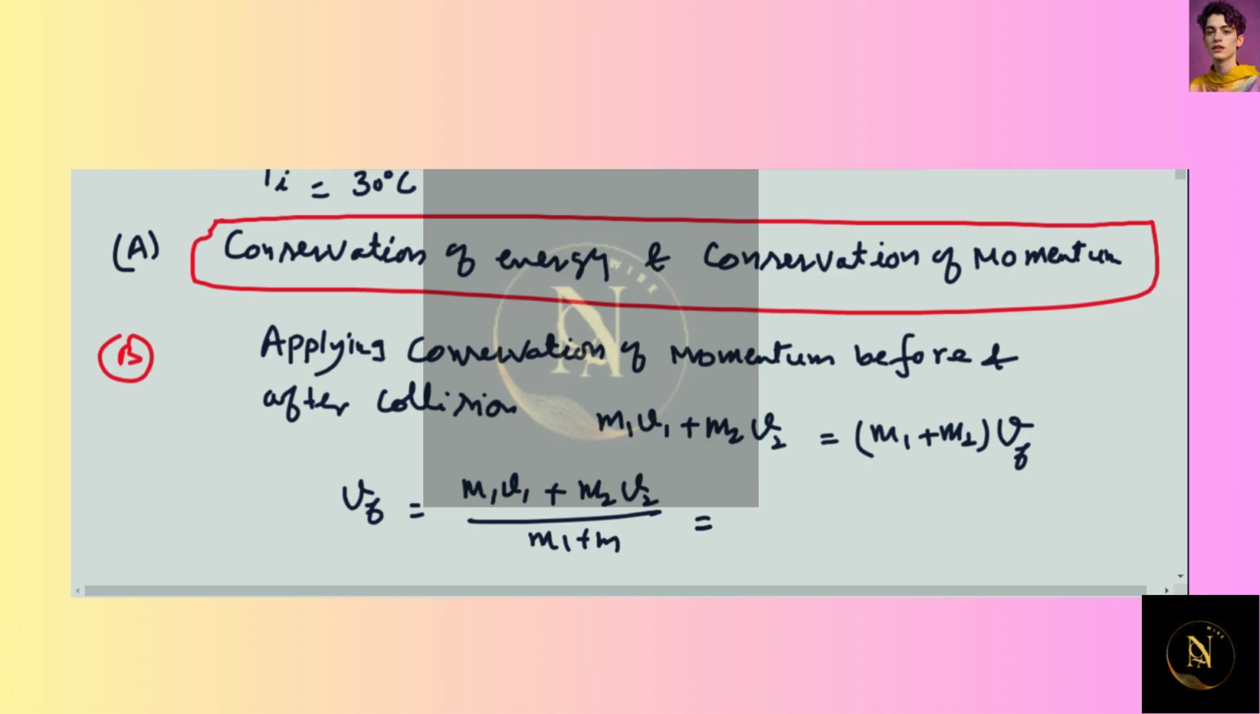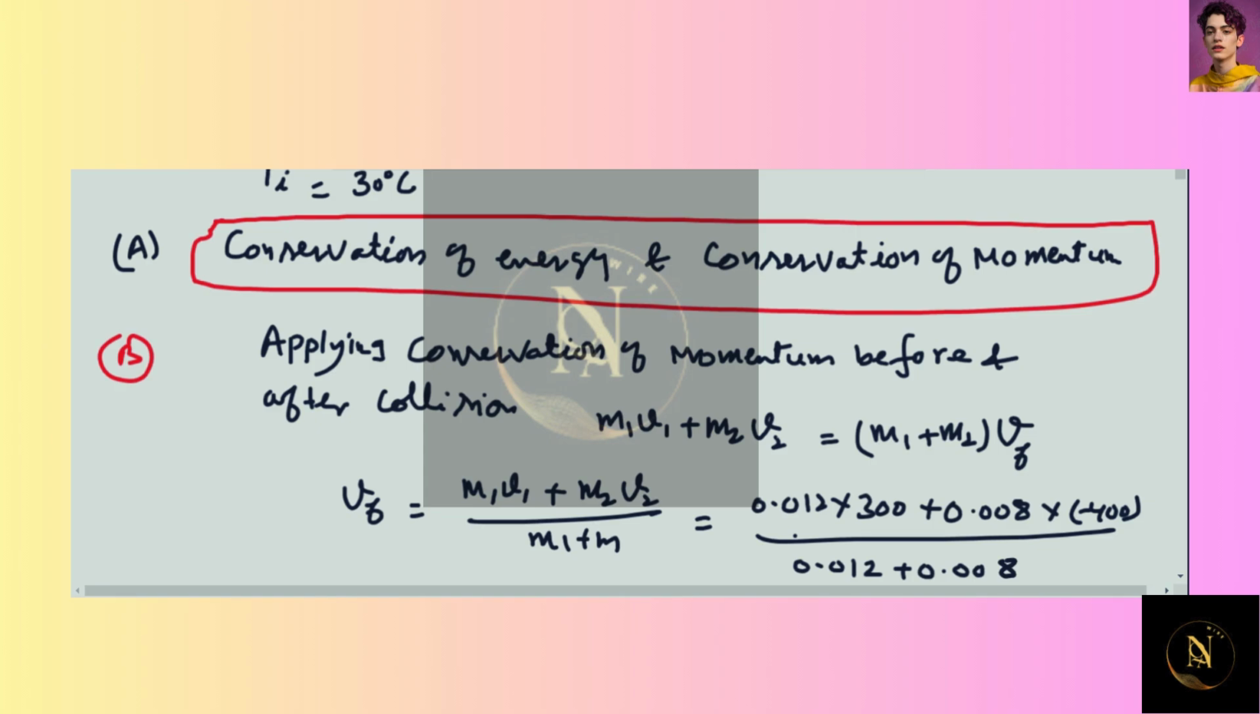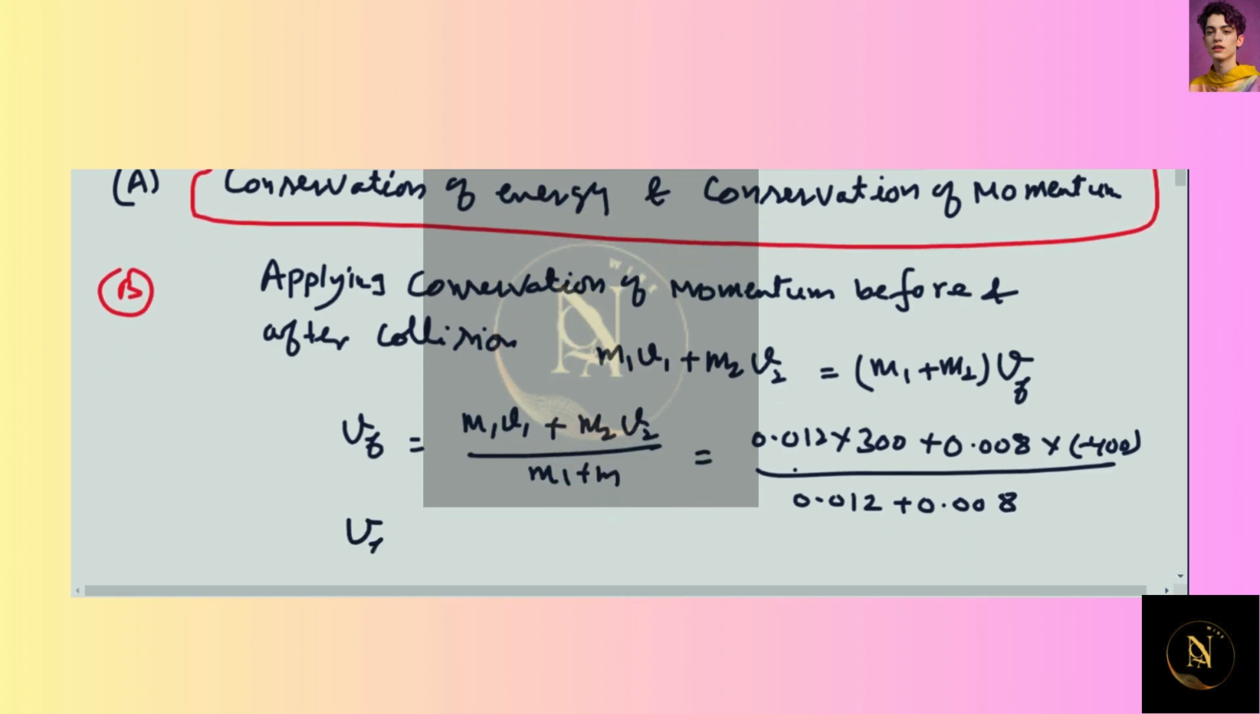M1 is given 0.012 kg, speed is 300, 0.008 kg into minus 400 divided by 0.012 plus 0.008. So final speed we will get 20 meter per second.